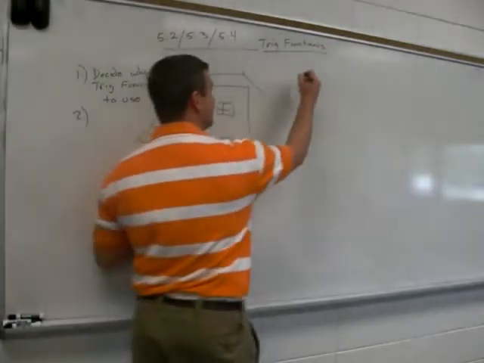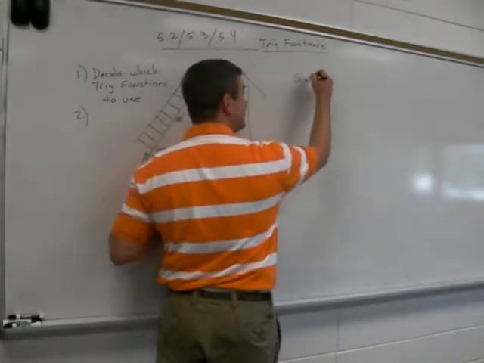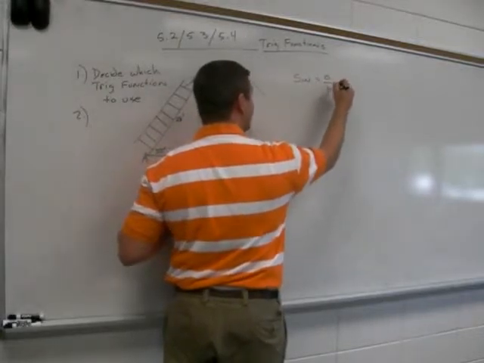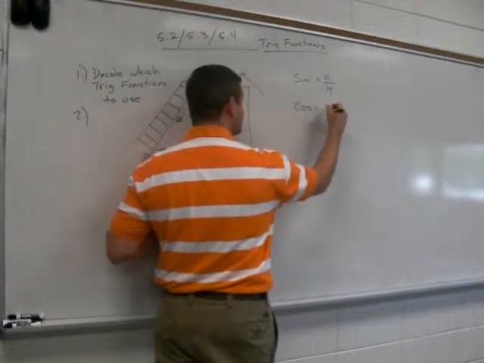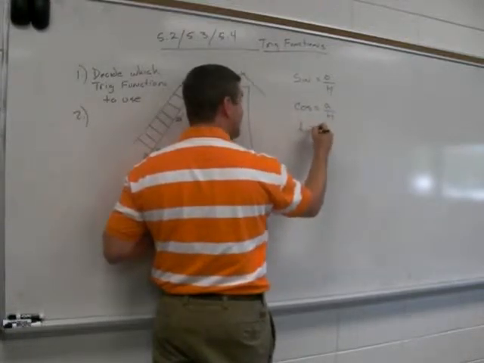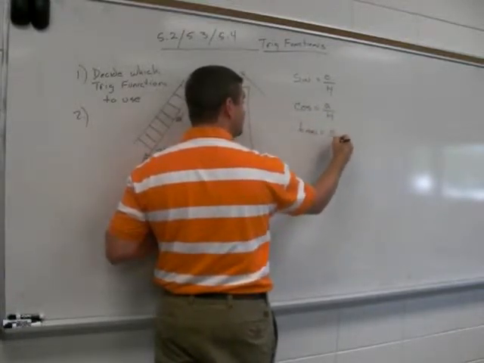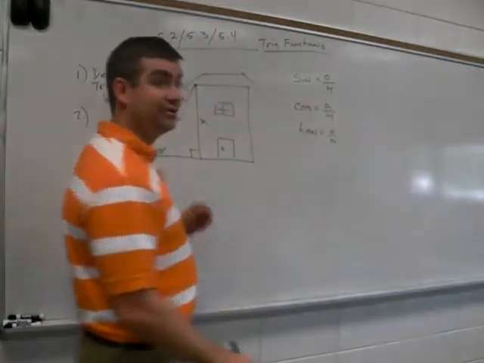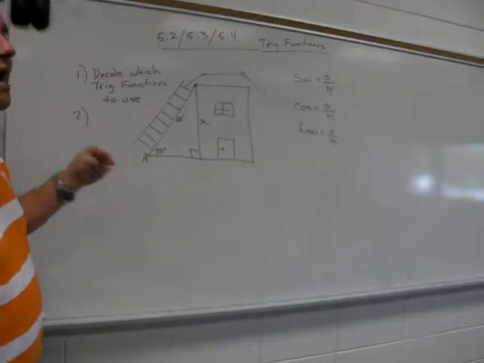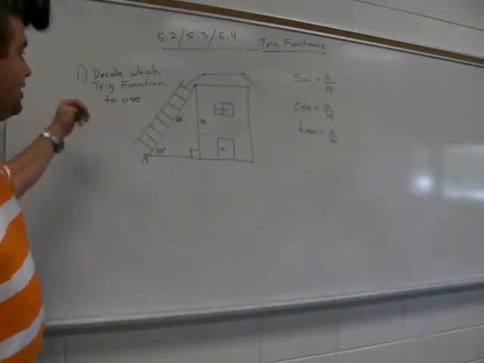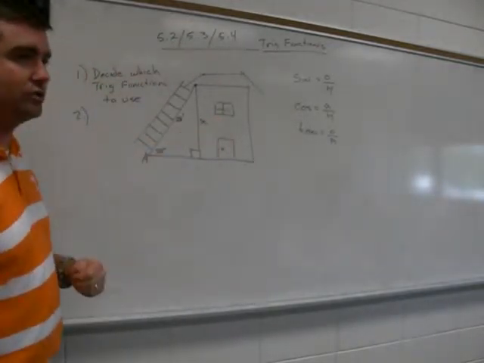I erased them, but let's write them down. You have the sine, which is opposite over hypotenuse. You have the cosine, which is what? Adjacent over hypotenuse. And you have tan, which is opposite over adjacent. Right? So those are your 3 choices. You can use sine, cosine, and tangent. How are you going to determine which trig function you're going to use?